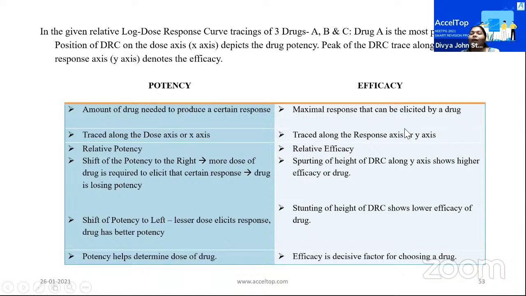Okay. Next, coming to the concept of efficacy. Efficacy means the maximal response that can be elicited by a drug. Okay. It is traced along the y-axis or the response axis. Relative efficacy between two drugs can be compared. So an increase or augmentation of the height of the DRC along the y-axis shows higher efficacy of the drug. Shortening or flattening of the height of the DRC shows the lower efficacy of the drug. Okay, efficacy is a decisive factor for choosing the drug.